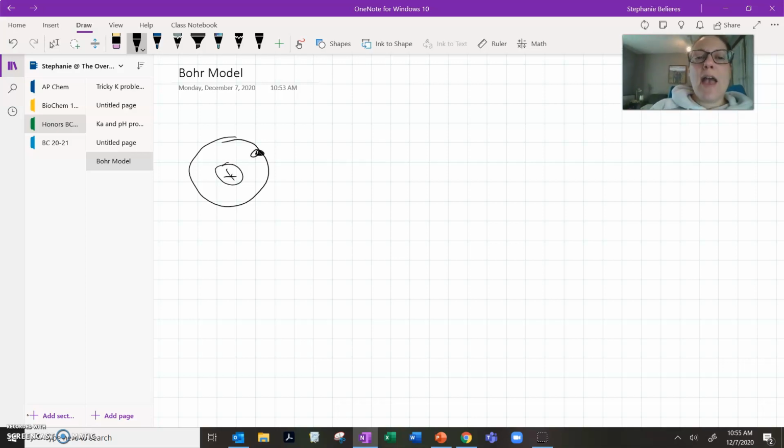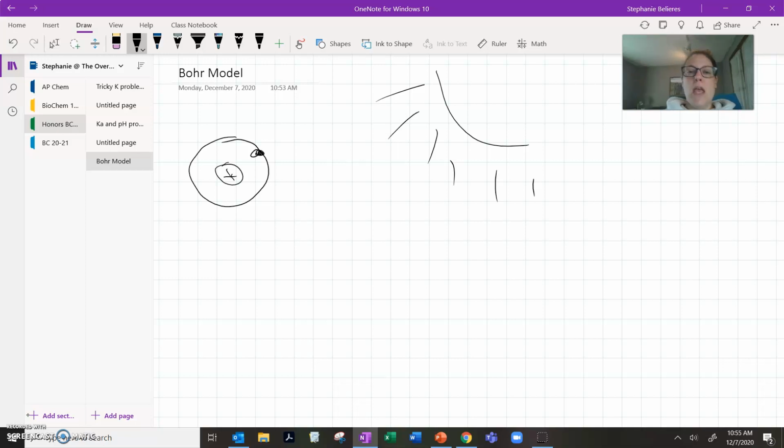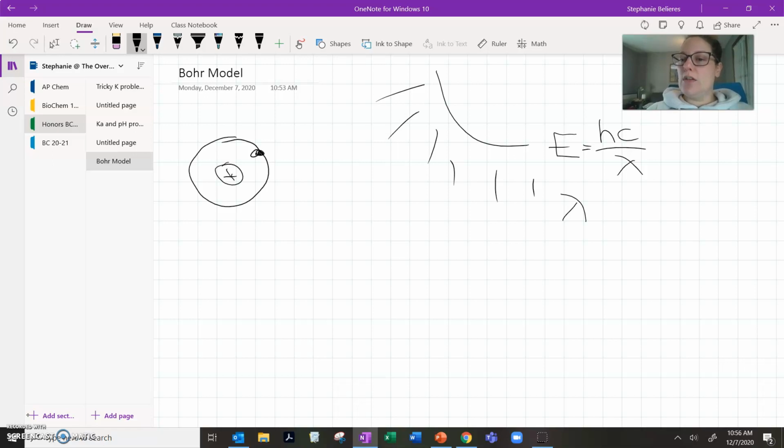And if I have sunlight shining onto this atom, we know that the energy that is emitted by the sun is electromagnetic radiation. So it contains ultraviolet light, visible light, and infrared light. And I can quantify that radiation with an energy, right? That's equal to hc over lambda. I can quantify it with a wavelength and a frequency.